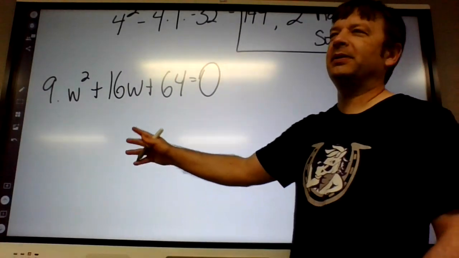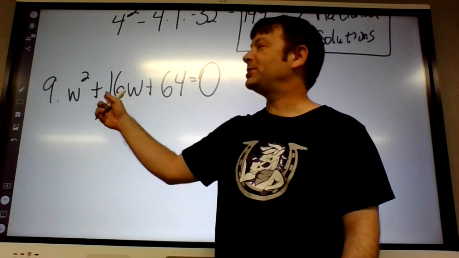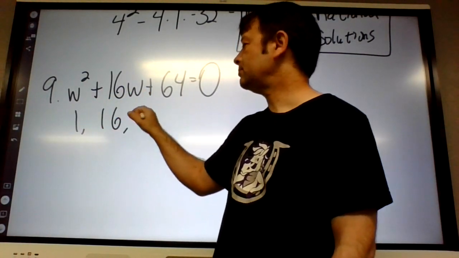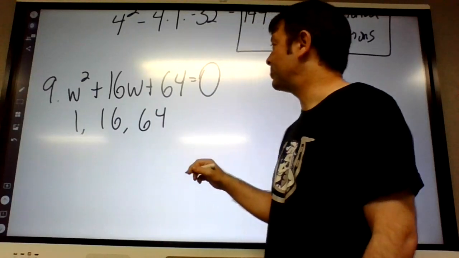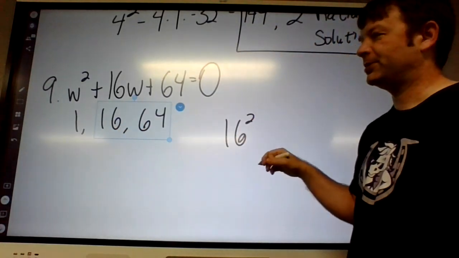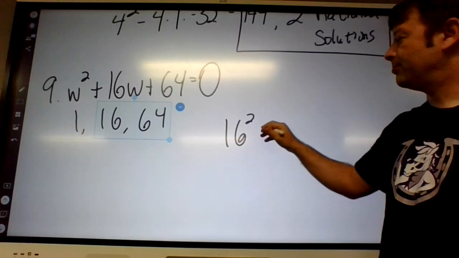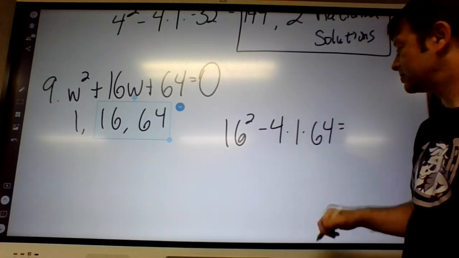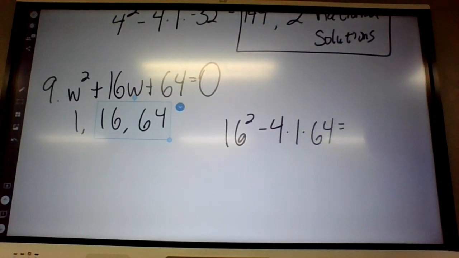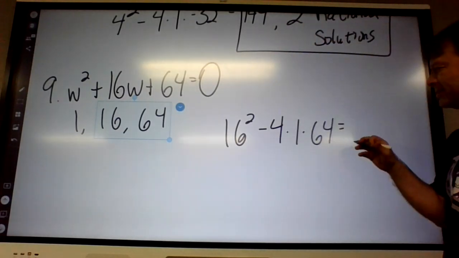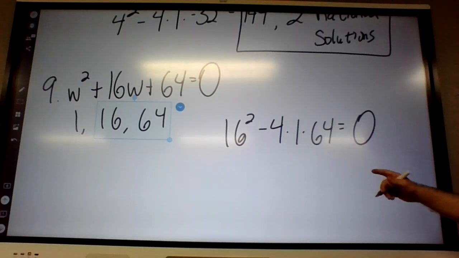Guys, we need to focus. What's the A, B, and C? 1, 16, 64. So B squared, 16 squared. This one would be nice for a calculator because it's large. Minus 4AC. Actually, I feel like this might be 0. Let's see if I'm right. Yeah, it is. 0.